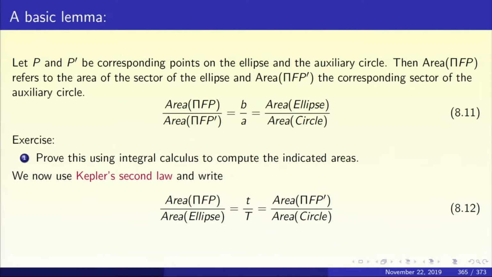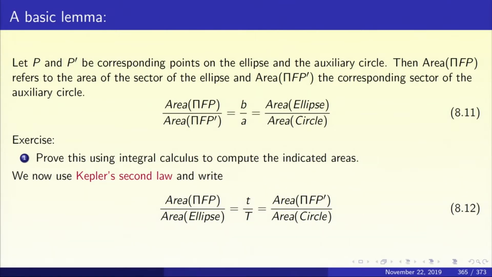So now it's equation 8.11. Area Pi F P upon area Pi F P prime is the same as the area of the ellipse upon the area of the circle. Now what is the area of the ellipse? Pi ab. What is the area of the circle? Pi a squared. So this ratio is b by a.